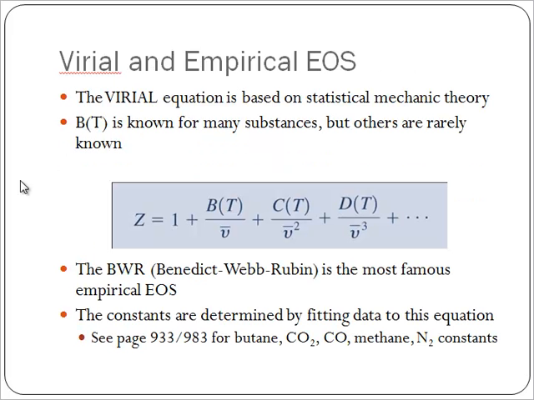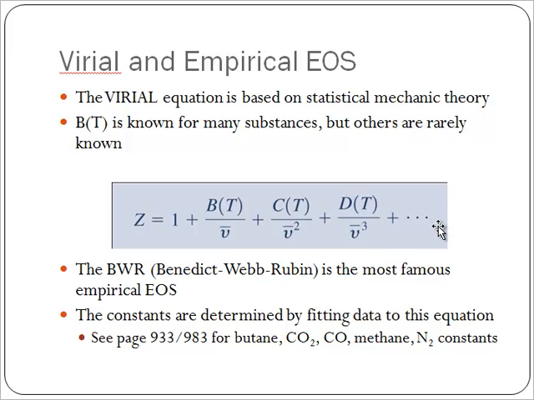So first, let's look at the virial equation of state and the empirical equations, in particular Benedict-Webb-Rubin. The virial equation is based on statistical mechanical theory. So it's purely theoretical, hypothesizing what would happen if we do this. The form that it ends up taking is Z, equal to PV over RT, is equal to 1 plus some constant over V plus a different constant over V squared, another constant over V cubed, and so forth.